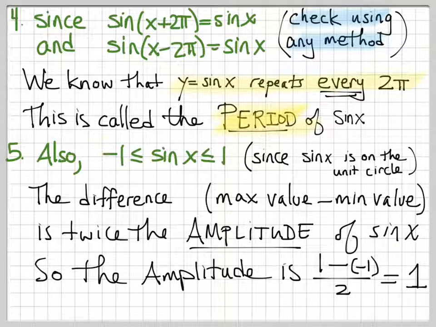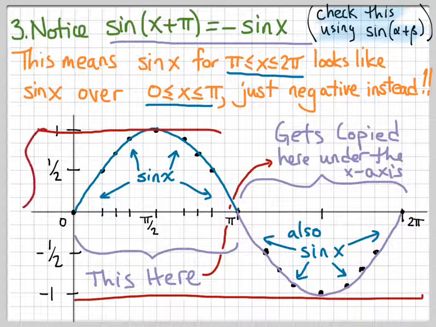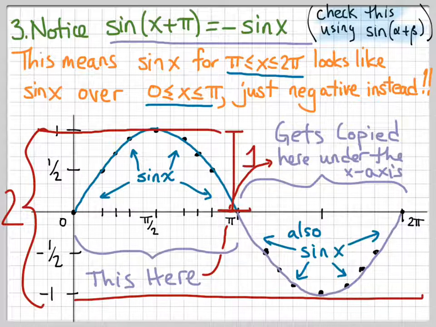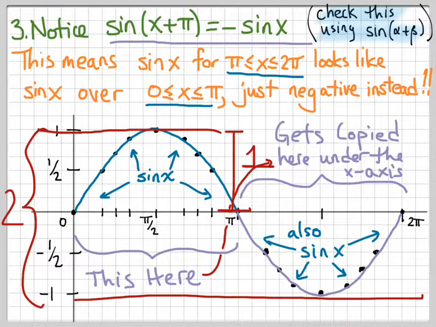Also, here's the other word: amplitude. The amplitude of sine and cosine is half of the total range they're able to cover. And so you can see here, sine goes as big as 1 and as little as negative 1. And so that's a total of 2. And this distance here, which is 1, is called the amplitude. And so the amplitude of sine of x is 1.